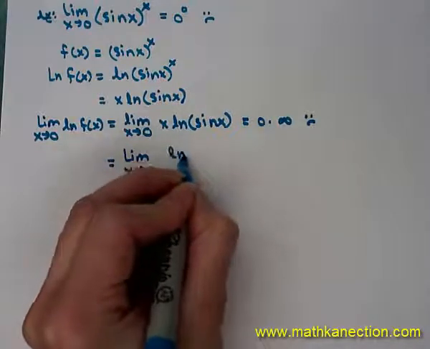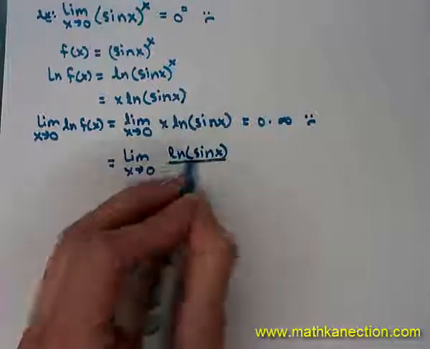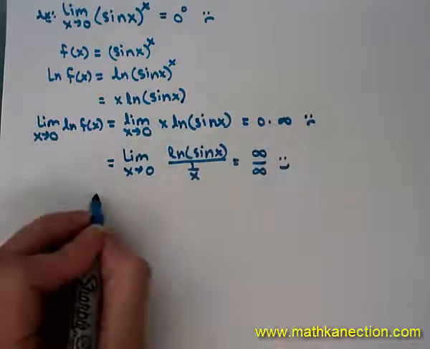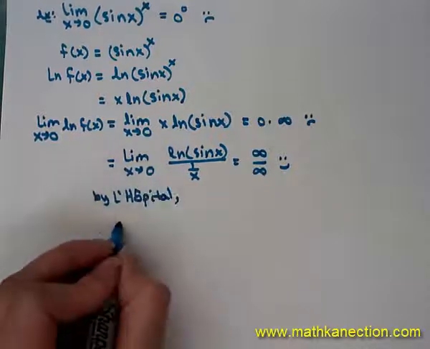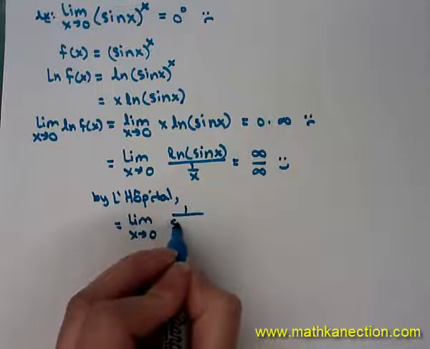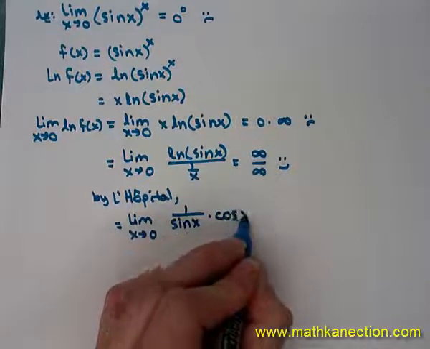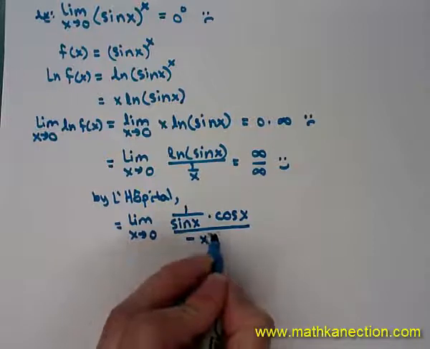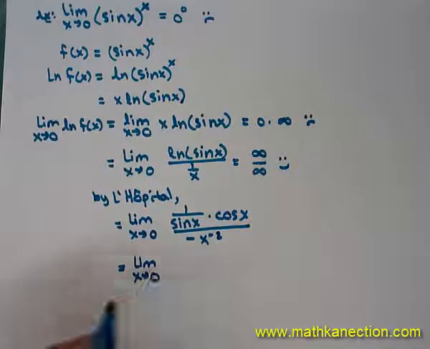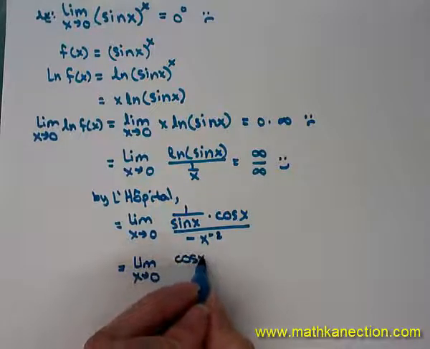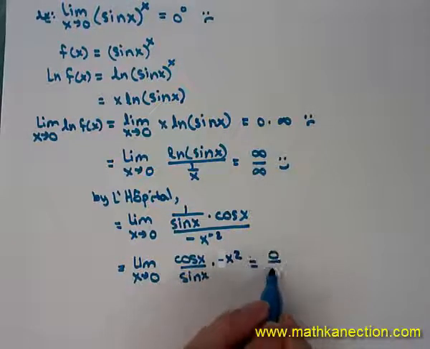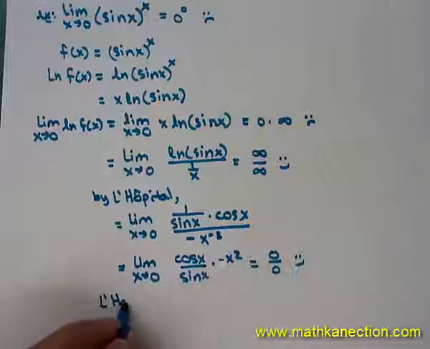So we have the limit as x approaches 0, rewriting to be the natural log of sine of x over 1 over x, which will get us infinity over infinity, so then we can use L'Hopital's rule. So by L'Hopital's rule, we have the limit as x approaches 0. The derivative will be 1 over sine of x times cosine of x over negative x to the negative 2. We have the limit as x approaches 0 of cosine of x over sine of x times negative x squared, which is 0 over 0 again. So we'll have to use L'Hopital's rule again.